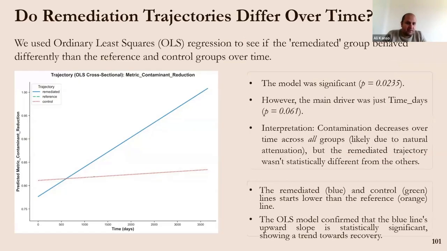So here is an example, for the metric of contaminant reduction. As we can see, the red one is the contaminated site. We can see a slight increase of contaminant reduction, maybe due to natural attenuation, over the time. However, for the blue one, we can see a strong reduction of contaminant over the time. It is due to the technology used for remediation, and both approaches are statistically significant. Next slide, please.